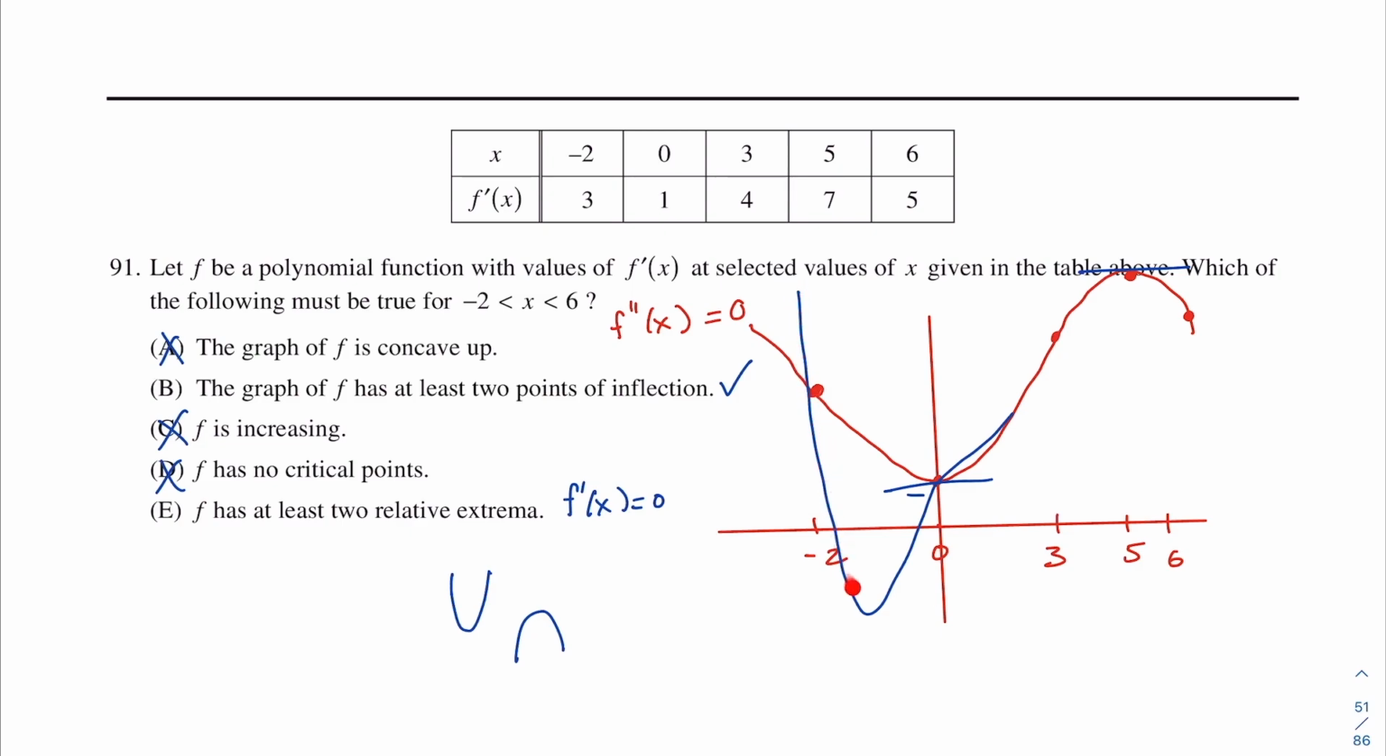If the graph looks something like this, then yeah, we have these 2 points, which just means there's two critical points. But the graph doesn't have to look like that. It actually doesn't have to cross the x-axis, in which case there'd be no critical points and no extrema. So it cannot be E, and the answer here is B.